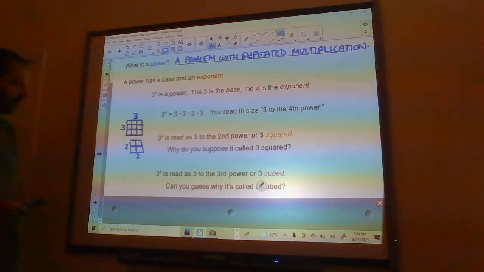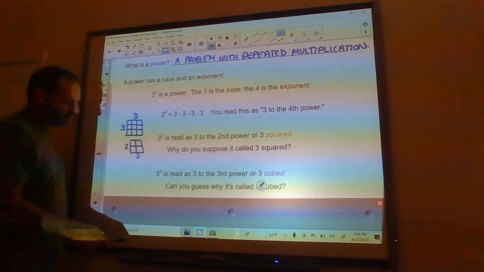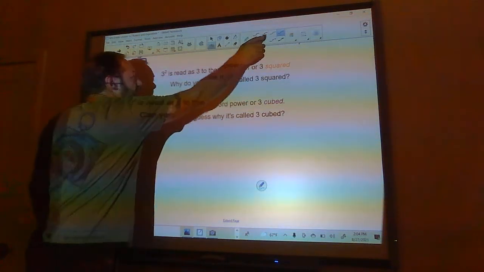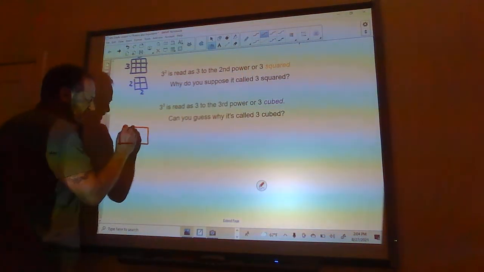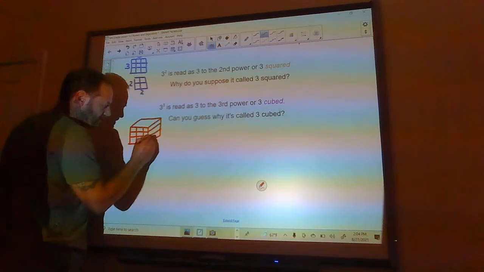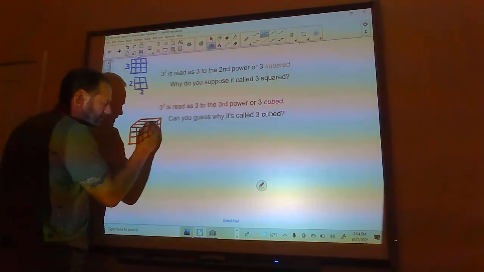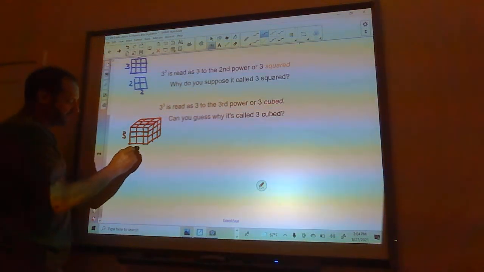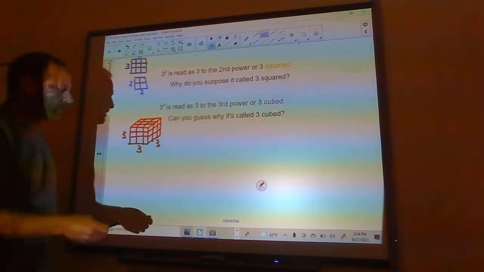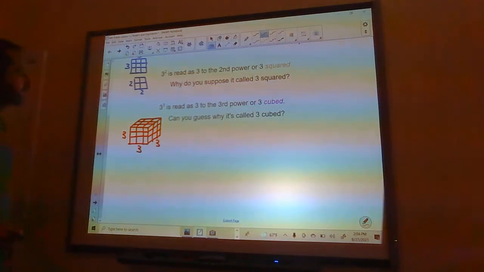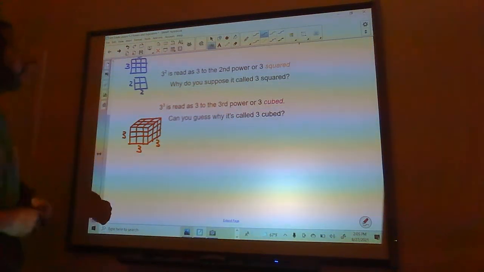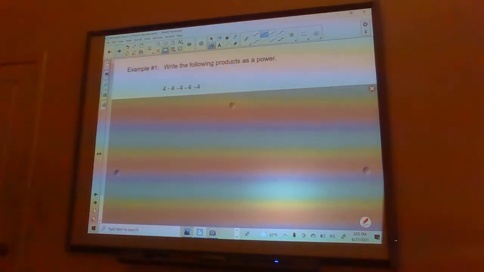Now, here we have 3 to the 3rd power. That's called 3 cubed. The reason it's called 3 cubed is because instead of a square, you can form a cube, and it looks like this. You've got 3 on this side, 3 on this side, and 3 on this side, and it forms a cube. After that, it's just 3 to the 4th power, 3 to the 5th power, and so on.